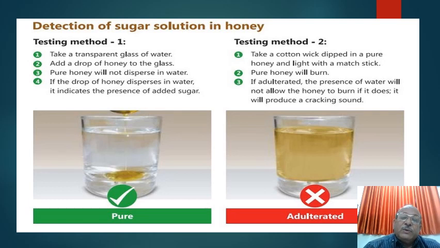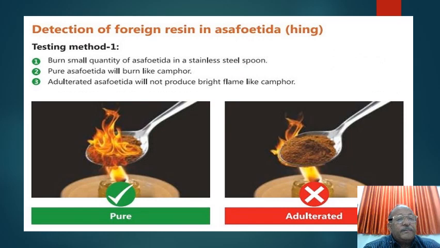In testing method 2, take a cotton wick dipped in pure honey and light it with a matchstick. The pure honey will burn. If adulterated, the presence of water will not allow the honey to burn, or if it does, it will produce a cracking sound. So that's how you can test pure honey.